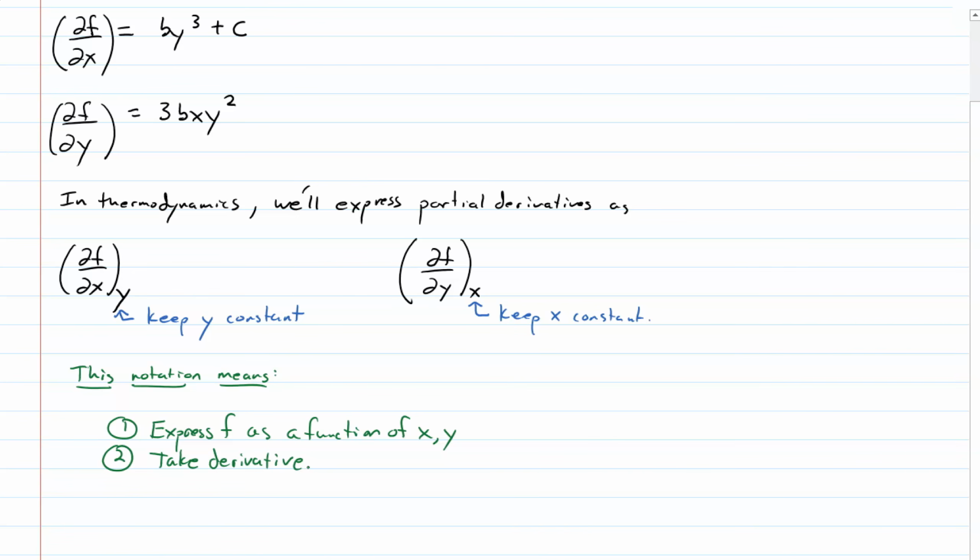throws people for a loop in thermodynamics, because in thermodynamics we have more than two variables. You know, we have p, we have v, we have t, at least. Sometimes we have other variables as well. So there's not only two variables floating around, so you have to express your function as a function of the variables that are being asked for in the derivative. So just watch out for that, and we'll do some examples of that in class.